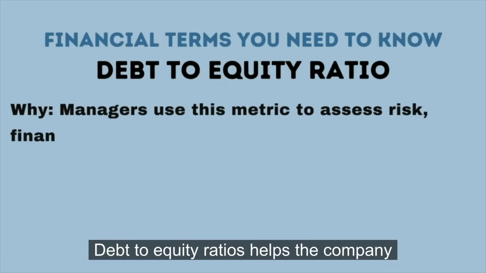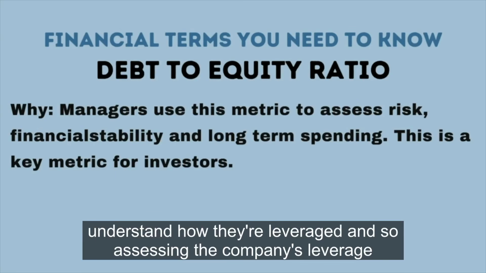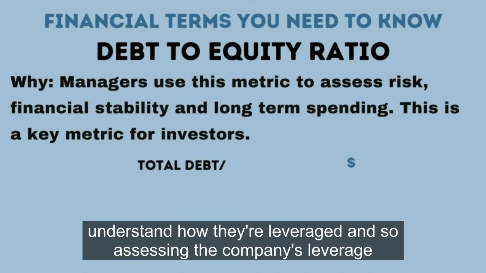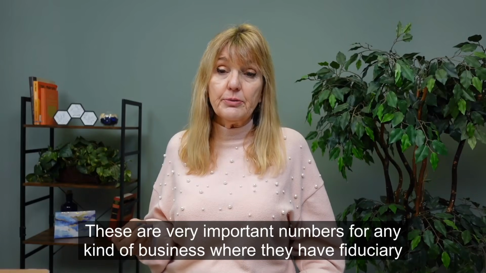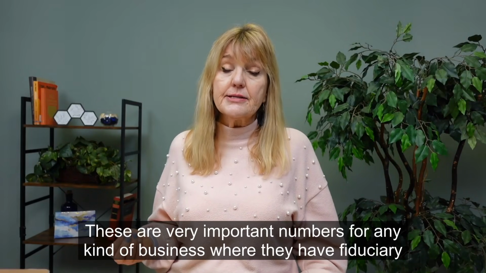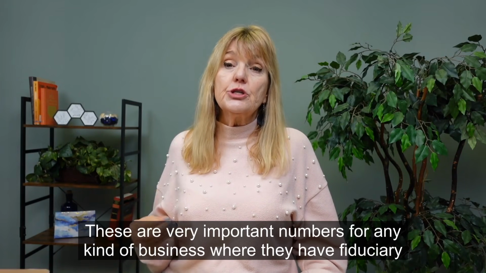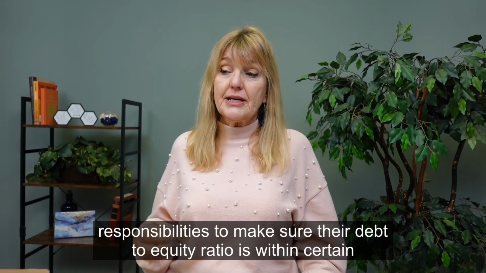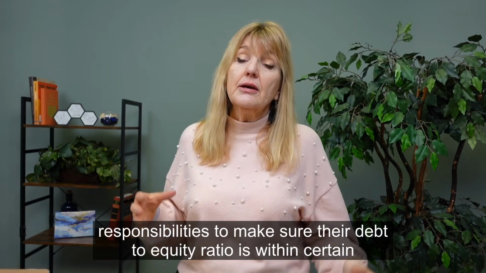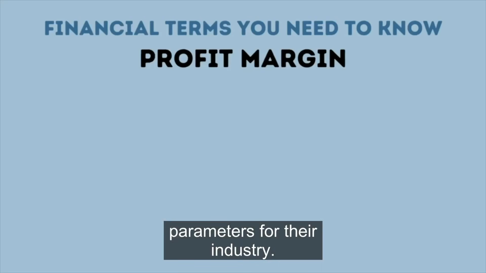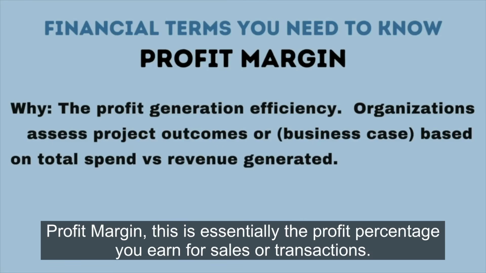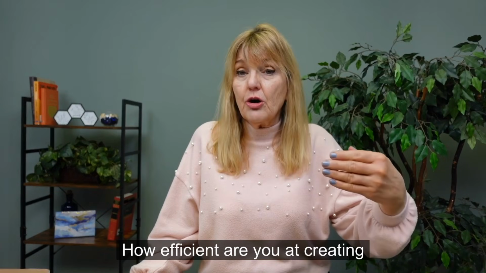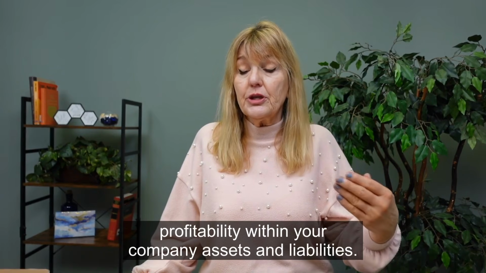Debt to equity ratios help the company understand how they're leveraged. And so assessing the company's leverage by comparing its total debt to its stakeholder equity, these are very important numbers for any kind of business where they have fiduciary responsibilities to make sure their debt to equity ratio is within certain parameters for their industry. Profit margin. This is essentially the profit percentage you earn for sales or transactions. How efficient are you at creating profitability within your company?